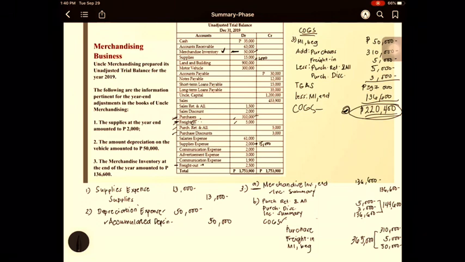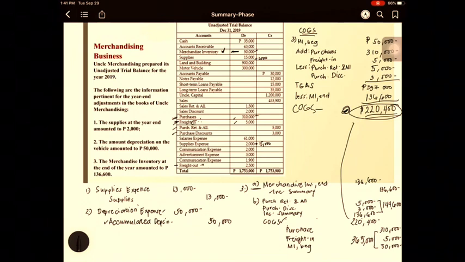You have 365,000 minus 144,600. How much did you get? You should have computed 220,400, which is the same value as we have computed here. It's not magic, it's just accounting.